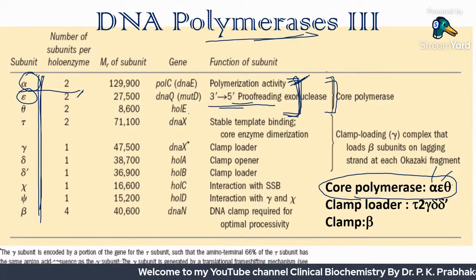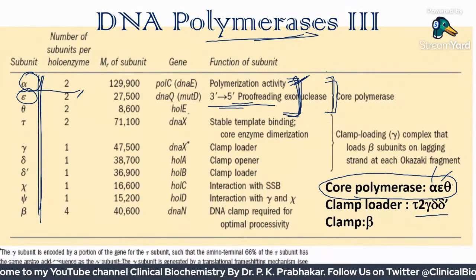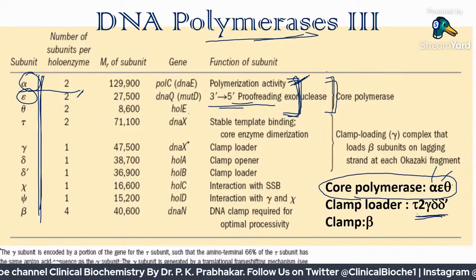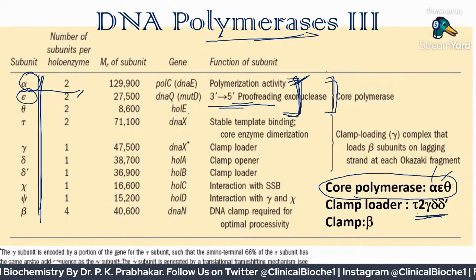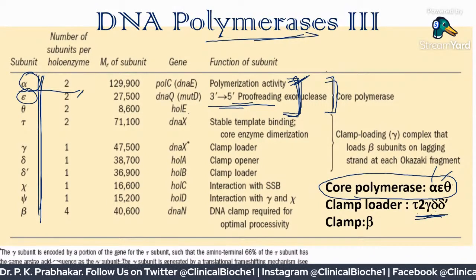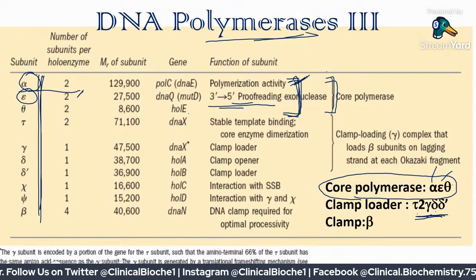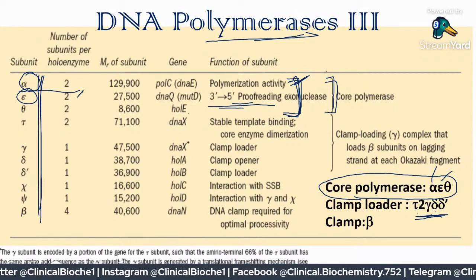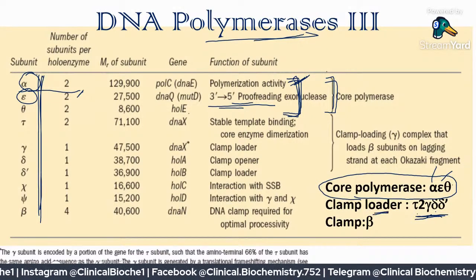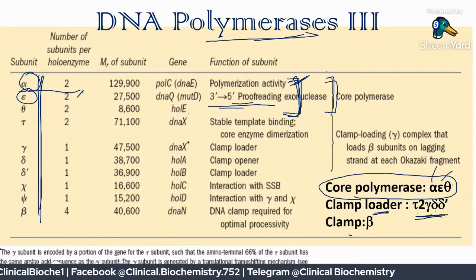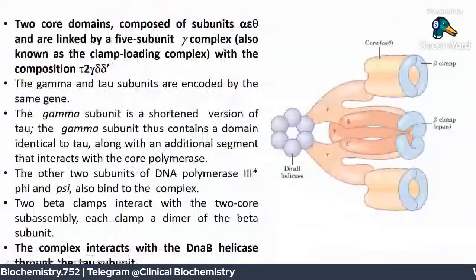Then we are going to see the clamp loading complex. This is the nature of the clamp loading complex: tau, 2 in number, gamma, and delta, delta prime. They are called the clamp loader. Clamp means beta is the clamp and this is the clamp loader, meaning it is holding the DNA strands.